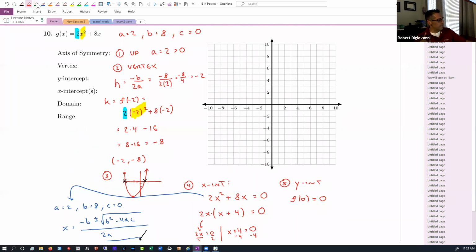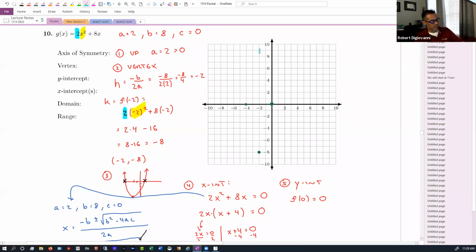So I'm going to start out with my vertex. My vertex is at -2, -8, so it's down here. I have x-intercepts at 0 and -4, so on my x-axis at 0 and -4. I have a y-intercept at 0, but I've already put that point there. That point at the origin where the cross comes together, that's y equals 0. So that x-intercept is also a y-intercept. It's the same thing in this particular problem.